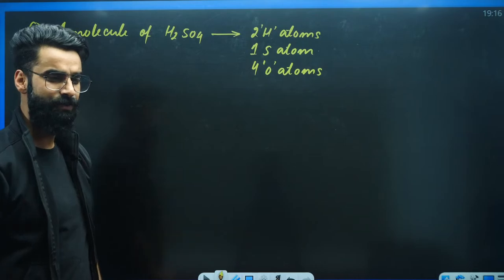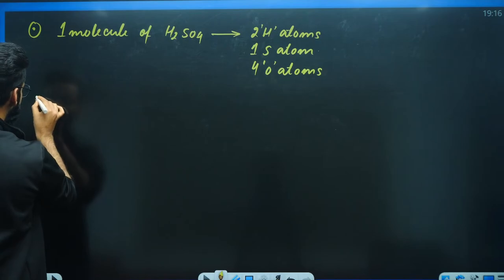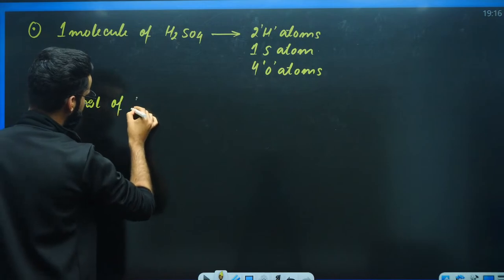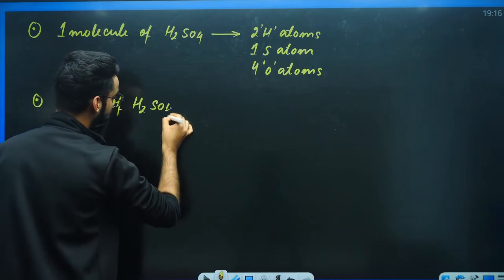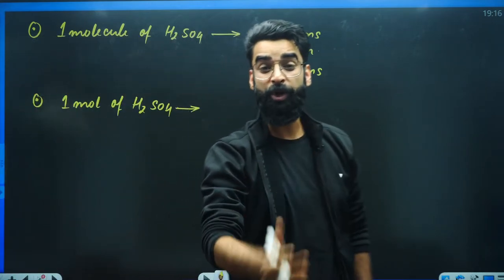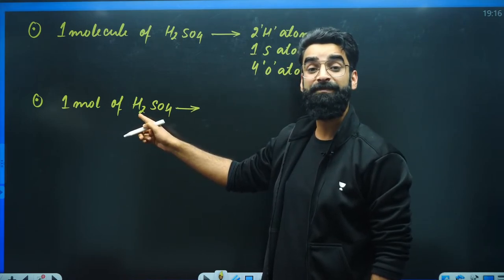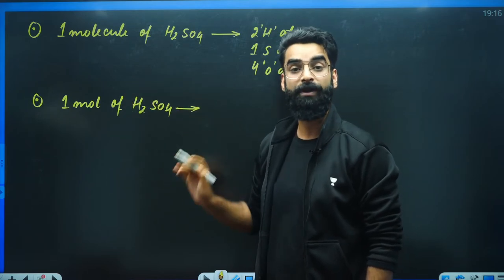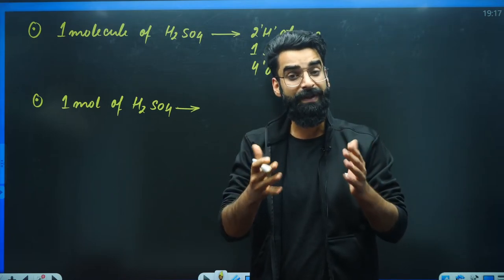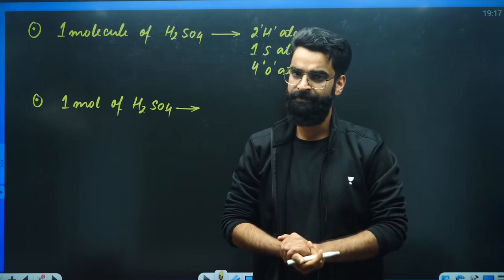Perfect. Now, my dear students, understand what I'm going to say. Instead of this particular statement, if I write something like this, one mole of H2SO4, one mole of H2SO4 contains what all things? One mole of H2SO4 means we have got 6.022 into 10 raised power 23 H2SO4 molecules. That's something which I call as one mole of H2SO4, right?